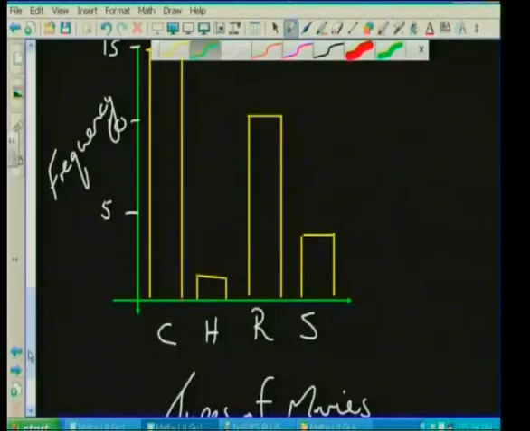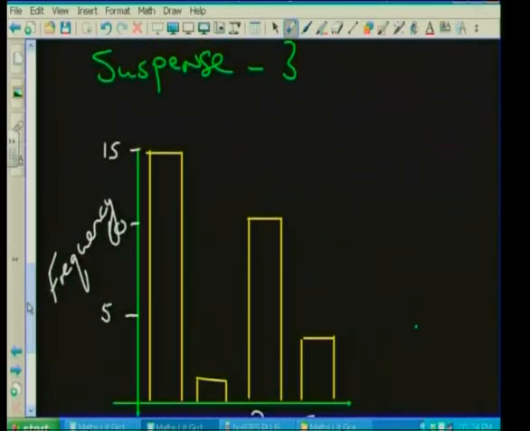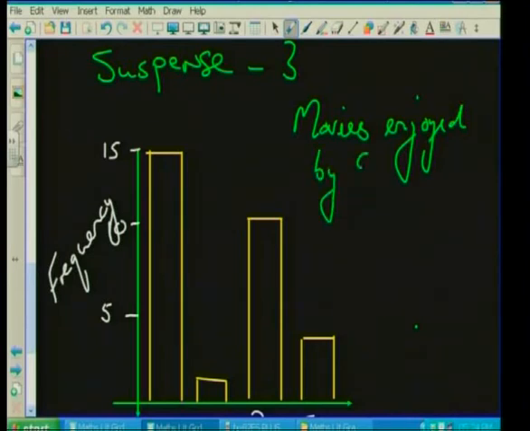But a few things I want you to take note about a bar graph. Let's have a look at them. The first thing is this. I have got a title for my graph, and let's call it something. What shall we call it? Movies enjoyed by grade 10 scholars. Okay, so first thing about my bar chart, I've got a title.